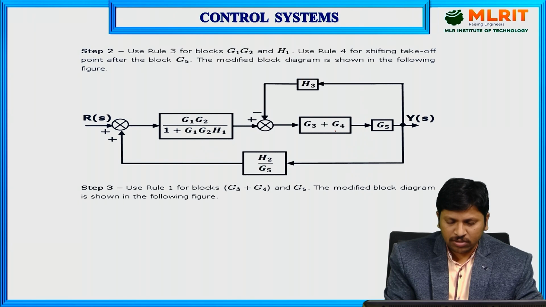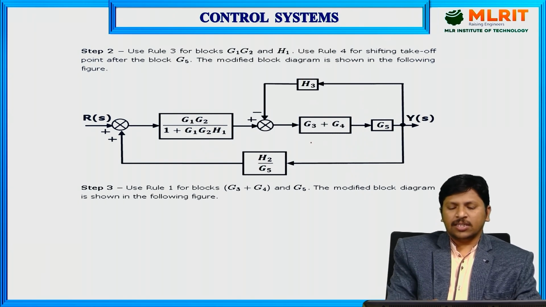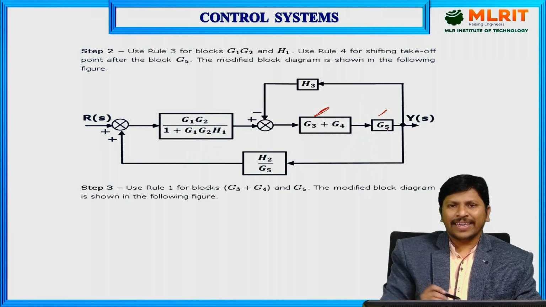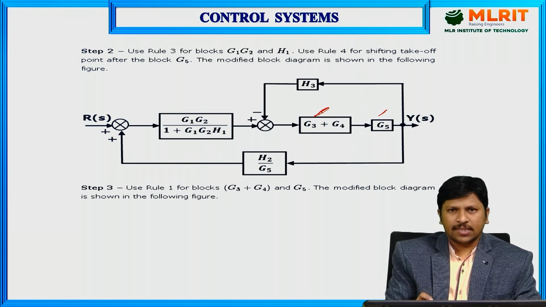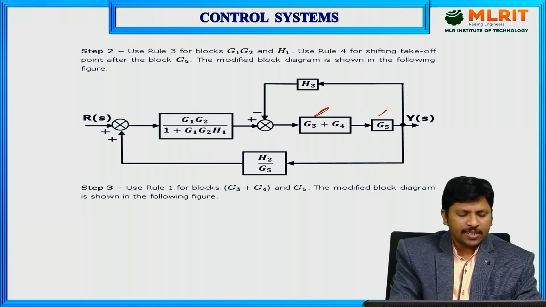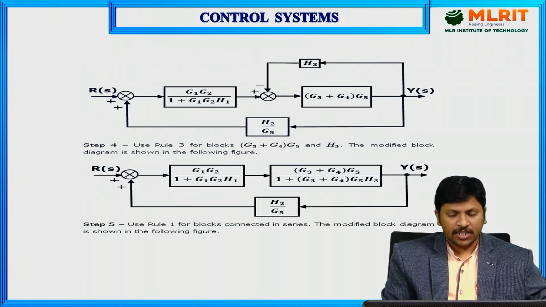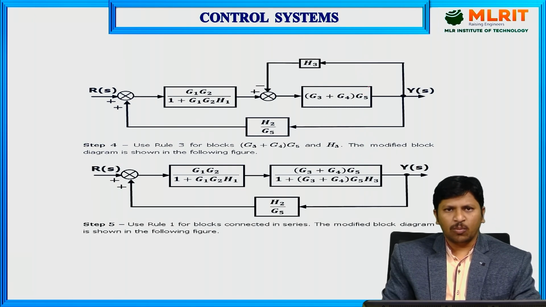G3, G4 and also G5 are again in cascade form. The G3 plus G4 block as well as the G5 block, these two are in cascade form. Now we are going to eliminate the cascade blocks, that is, apply the block diagram reduction rule. Use rule 1 for blocks G3 plus G4 and G5, which are in cascade form. Now these two are combined into a single block, G3 plus G4 into G5.